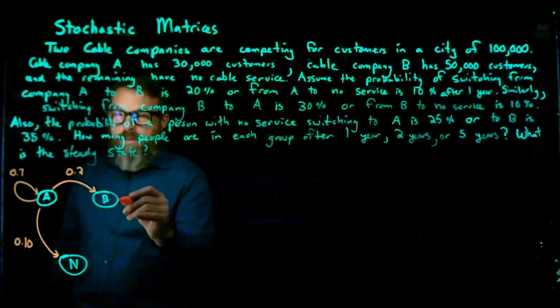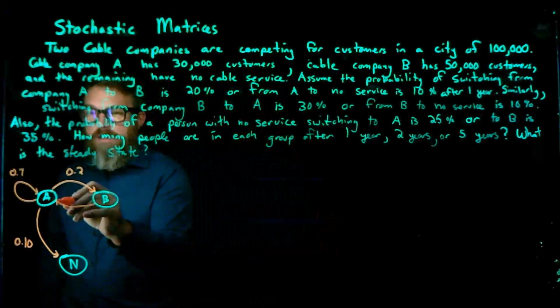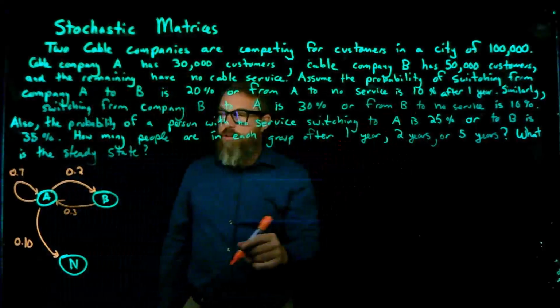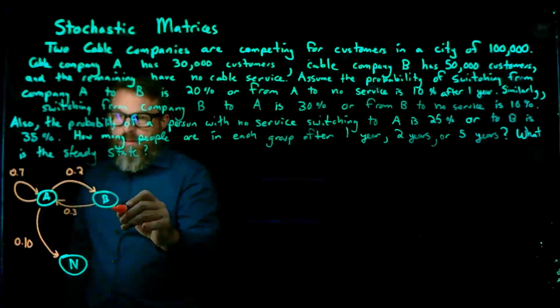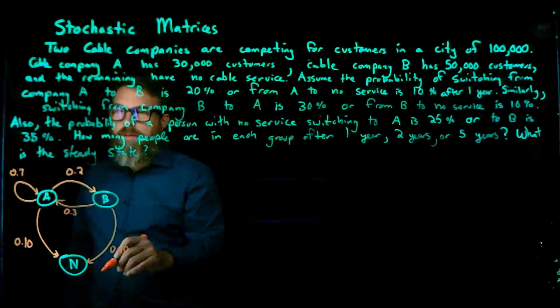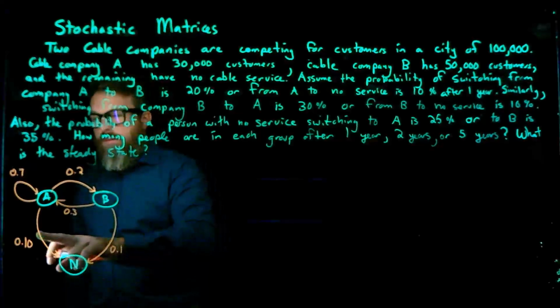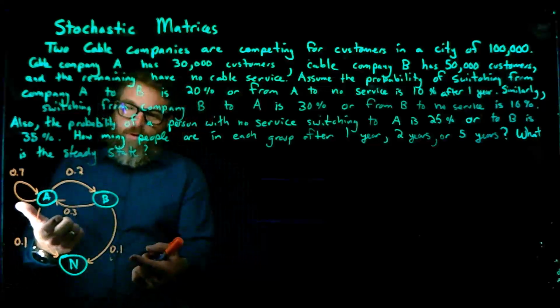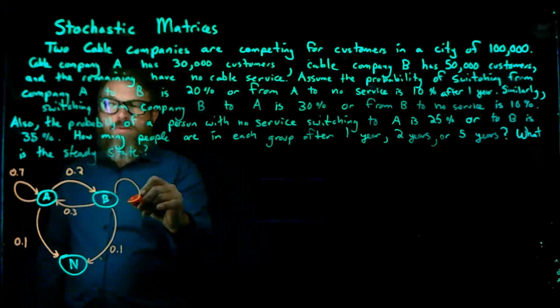Now, very similarly, when we're talking about company B, switching from company B to company A is going to be 30%. So going from B back to A is going to be 30%. And then it also says from B to no service is going to be 10%. So it's going to be 0.10. Now, again, how many people are leaving B? If I have 40% leaving B, then I'm going to have 60% remaining.